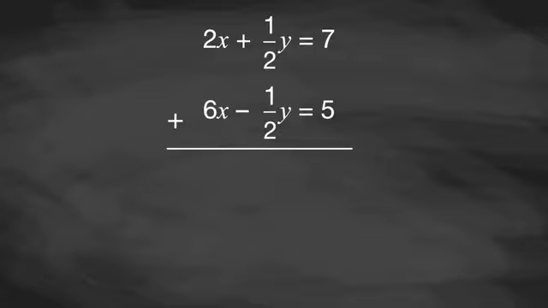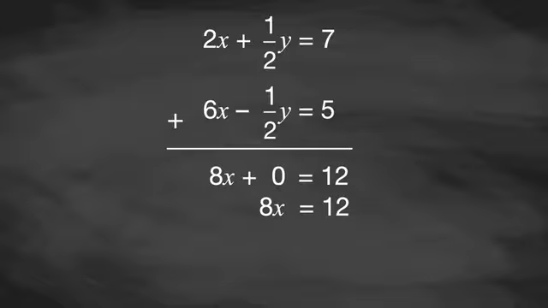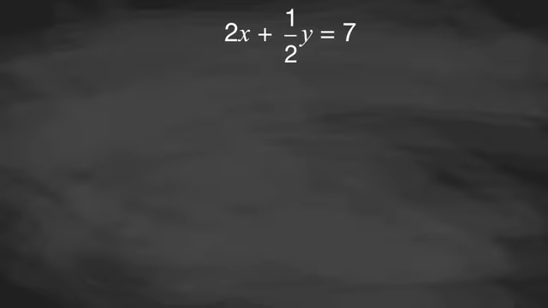2x plus 6x equals 8x. And, as we saw already, when we add 1/2 y and negative 1/2 y, we get 0. 7 plus 5 equals 12. Next, dividing each side of 8x equals 12 by 8 yields x equals 12/8, which reduces to 3/2. So x equals 3/2. Next, we need to solve for y.